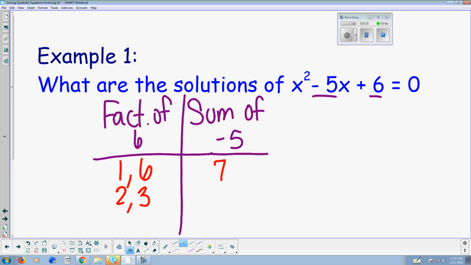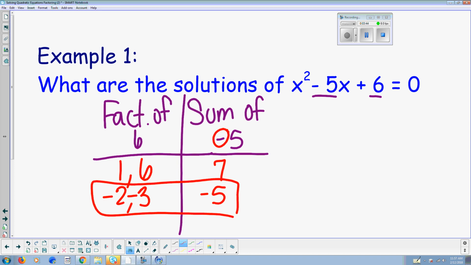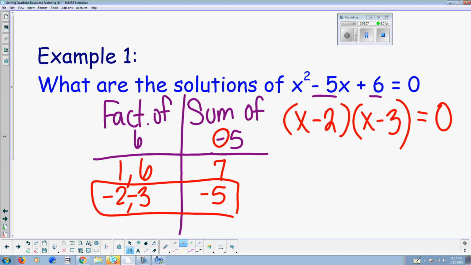1 and 6 adds to be 7. 2 and 3 adds to be 5. But I need my sum to equal negative 5. Since it's factors of a positive, I know that a negative times a negative would still equal a positive number. So negative 2 times negative 3 would multiply to be positive 6. But if I add negative 2 plus negative 3, that would equal negative 5, the sum that I was looking for. So this particular trinomial factors into x minus 2 times x minus 3, and it is set equal to 0.